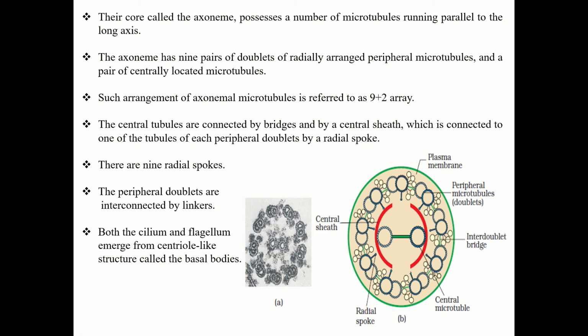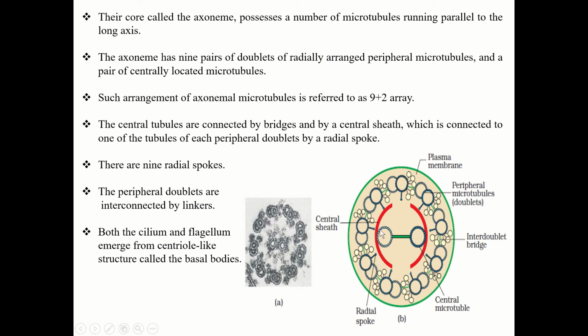There are 9 pairs of doublets of radially arranged peripheral microtubules and a pair of centrally located microtubules. Such an arrangement of axonemal microtubules is referred to as the 9 plus 2 array. The central tubules are connected by bridges and by a central sheath, which is connected to one of the tubules of each peripheral doublet by radial spokes. You can see here these are the radial spokes.